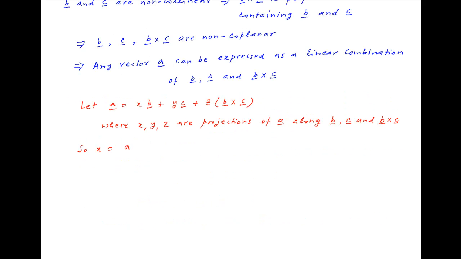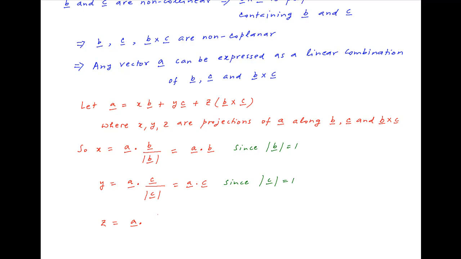Therefore, x is equal to A dot the unit vector along vector b, which is vector b divided by the absolute value of vector b, which is equal to A dot b, because b is given to be a unit vector. Similarly, y is equal to A dot the unit vector along vector c, which is vector c divided by the absolute value of vector c, which is equal to A dot c, because vector c is given to be a unit vector. And finally, z is equal to A dot the unit vector along vector b cross c, which is equal to b cross c divided by the absolute value of vector b cross c.